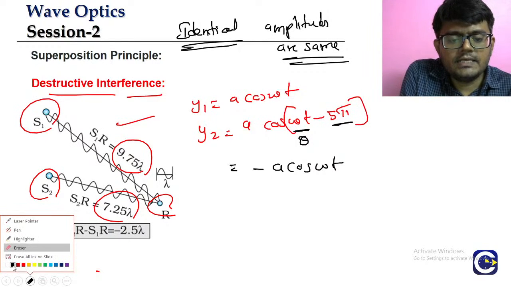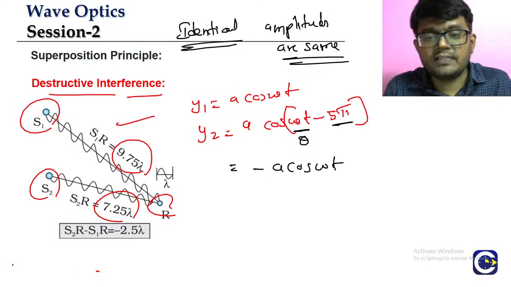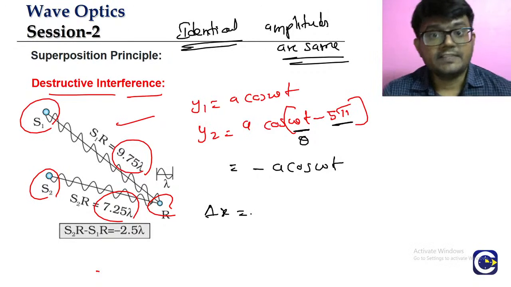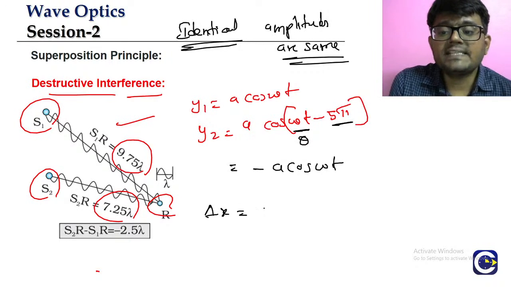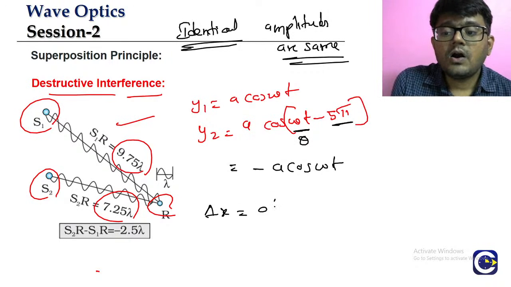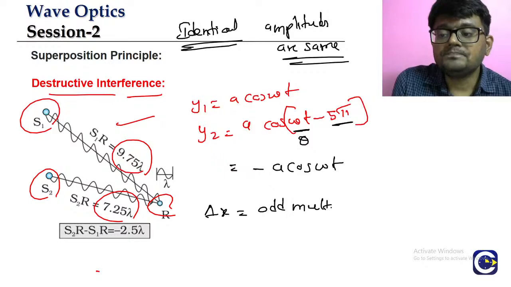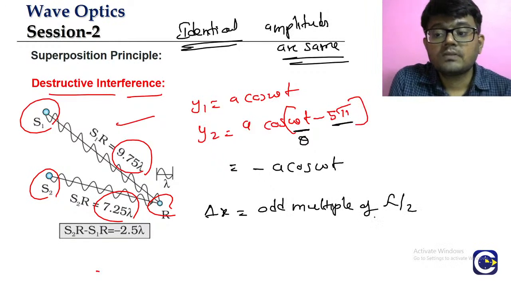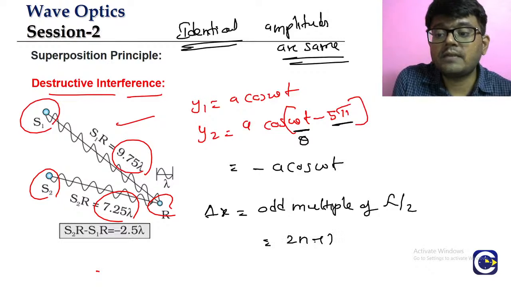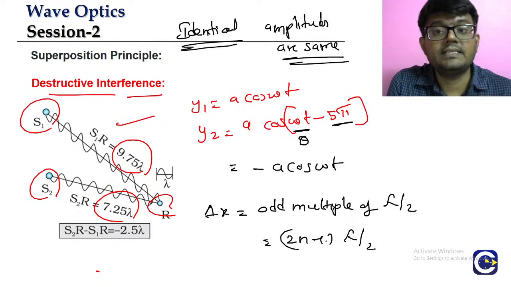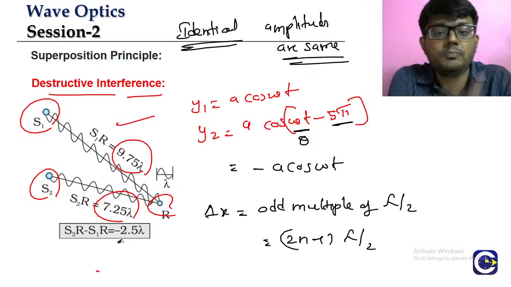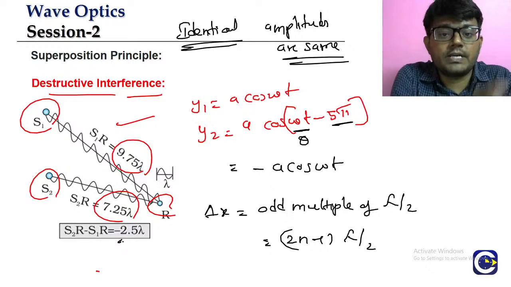So the generalized condition for destructive interference is that the path difference is an odd multiple of lambda by 2. We can write it as 2n minus 1 into lambda by 2, where n is an integer. The minus will come depending upon from which quantity you are subtracting.